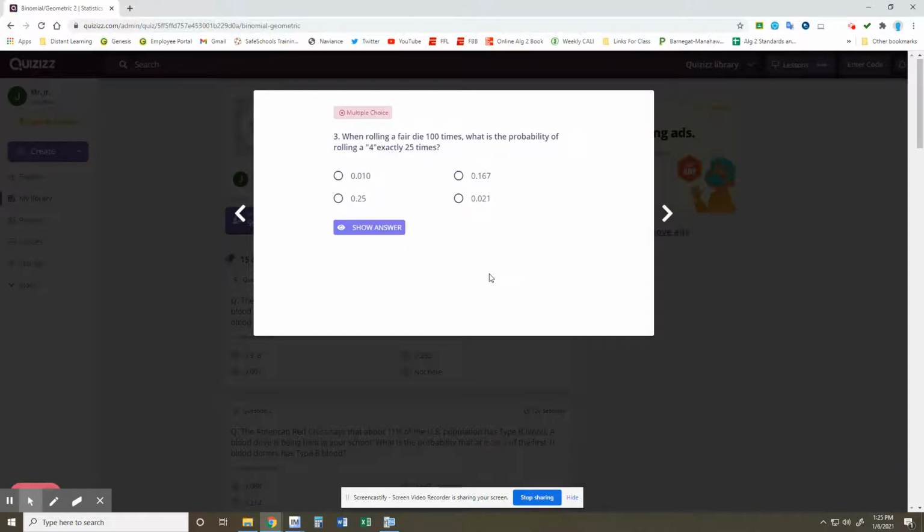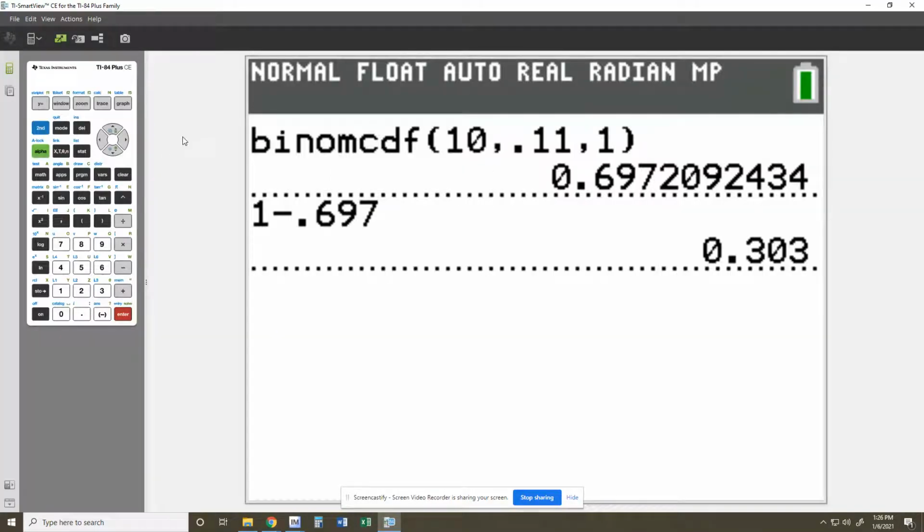Number 3. When rolling a fair die 100 times, what is the probability of rolling a 4 exactly 25 times? This is another binomial problem. There are 100 trials. There are 25 successes that we're looking to get. And now rolling a 4, well, there's a 1 in 6 chance of getting that 4. This is a binomial PDF.